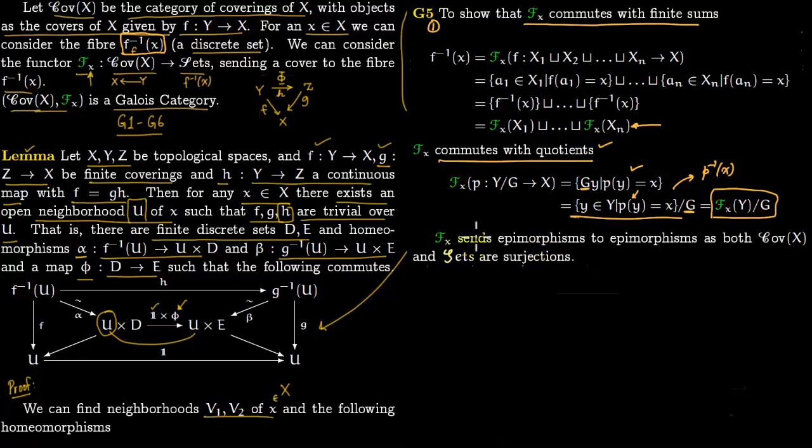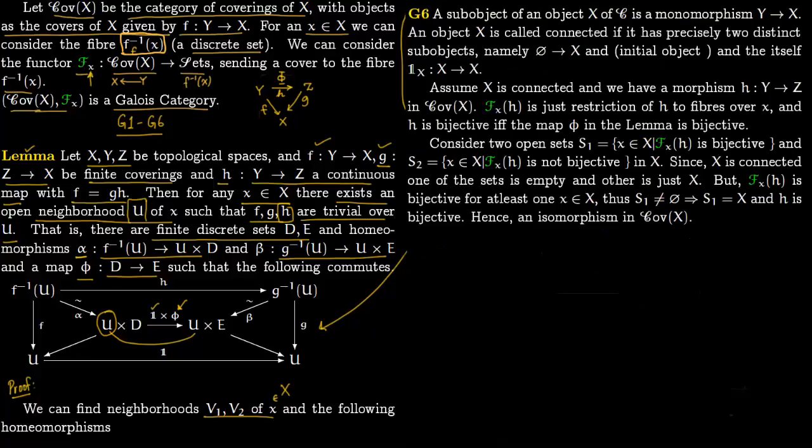And the third thing is that it should send epi to epi, but that is kind of obvious because in both coverings and sets the maps are surjections, so it just sends surjections to surjections. And so in the last axiom G6, we have a fundamental functor. Say you have an object in covering space of x, and then we apply our fundamental functor to it, and then you land up in this space. Once you land up in this space, we are saying this is an iso, so we have to show this is also an iso.